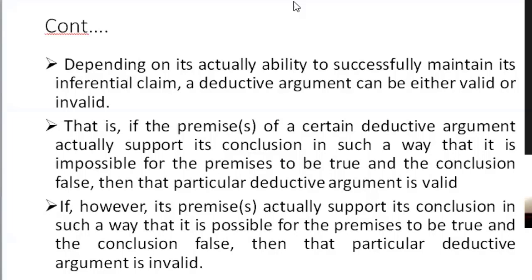So in the case where the premises are true and it is possible for the conclusion to be false, typically this is an invalid deductive argument.